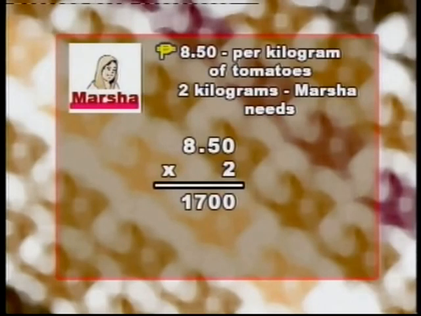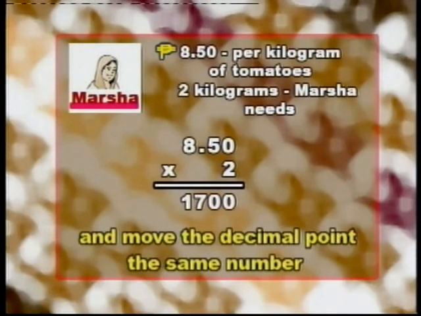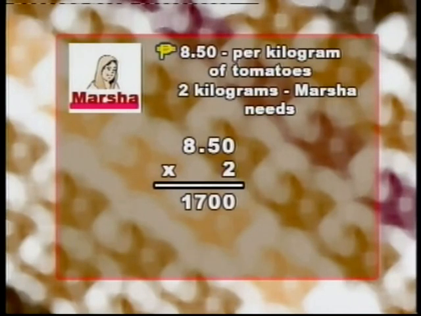What about the decimal point? We simply count the number of decimal places in the factors and we move the decimal point the same number of decimal places to the left in the product. Let's count the number of decimal places in the factors.